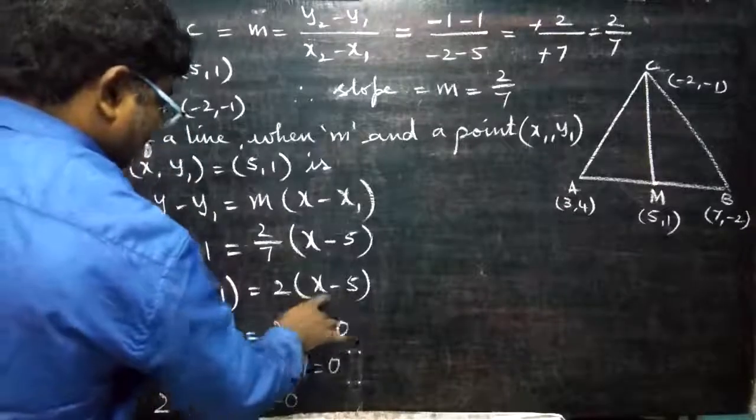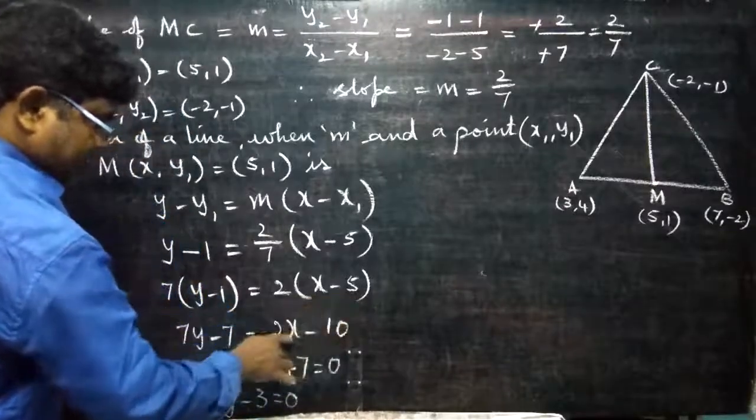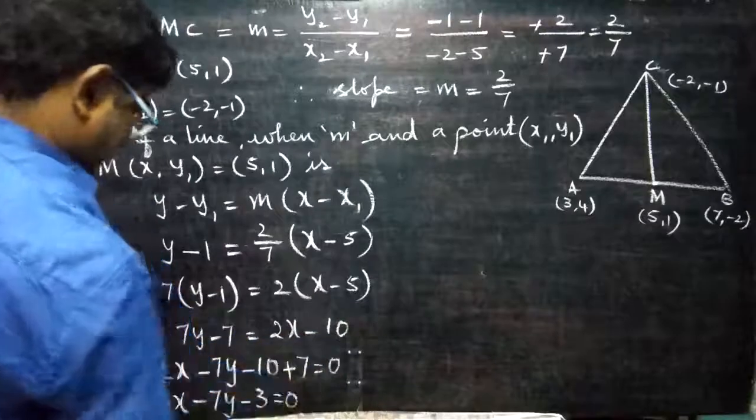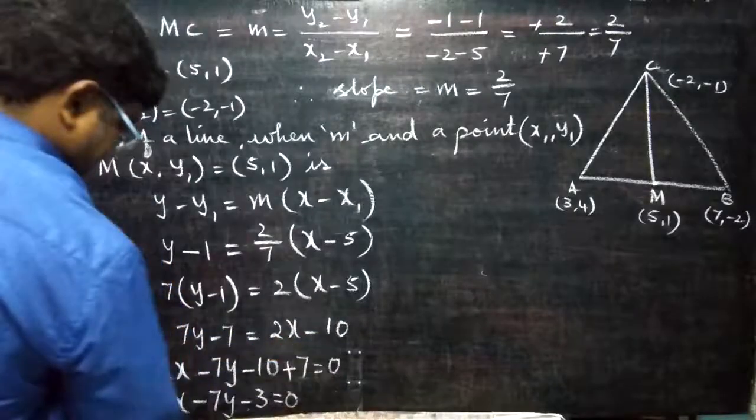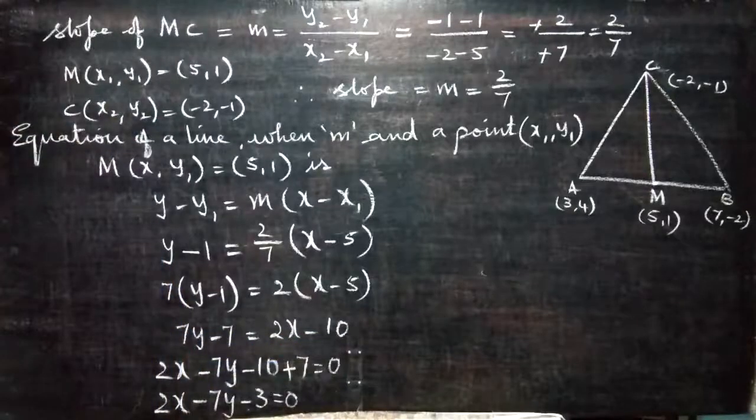Here I have multiplied only with x. With 5 also we have to multiply. So don't make mistakes like this, like me. Please verify, check, cross check, then you will understand. Therefore, the equation of the line is 2x minus 7y minus 3 is equal to 0.